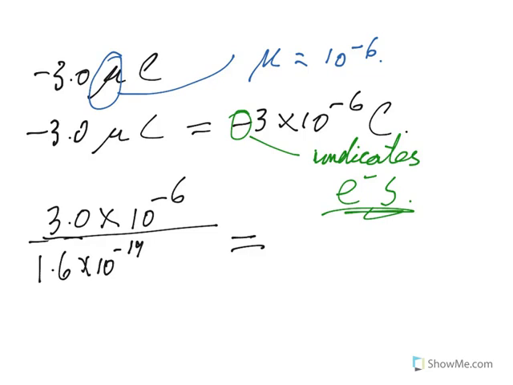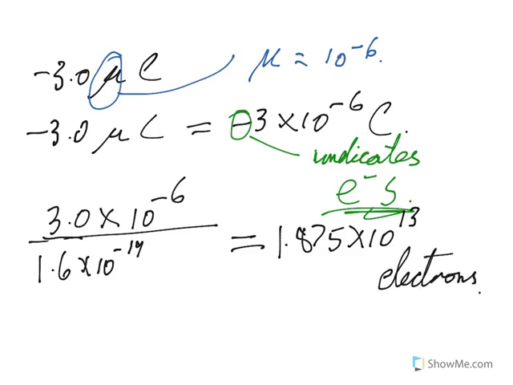So when we divide that out, that gives us 1.875 by 10 to the positive 13 electrons. You can see on my notes there, I made a mistake because I wrote the wrong number down when I did that. It should be 1.6, not the 1.9 that I said, so it's 1.875, not 1.57. Sorry about that.